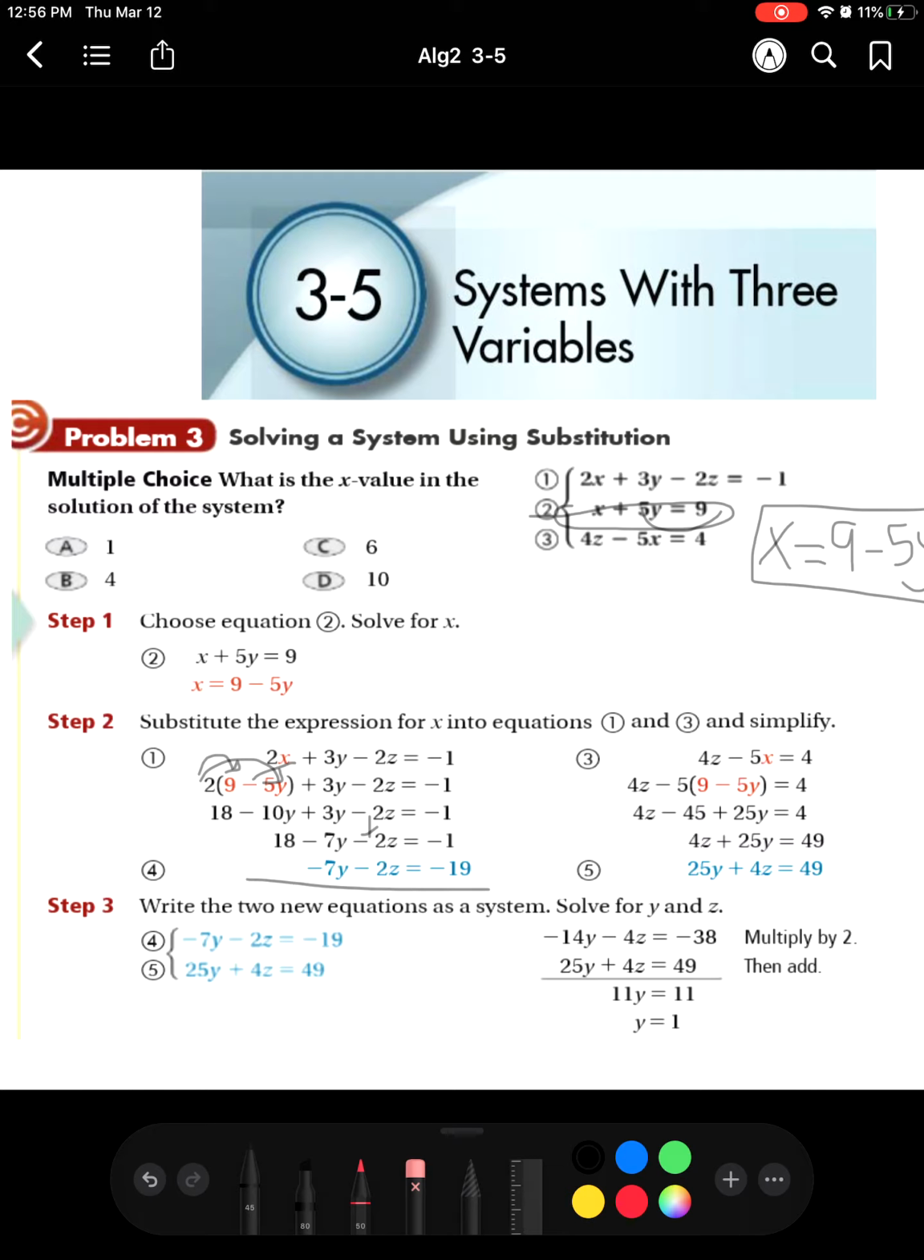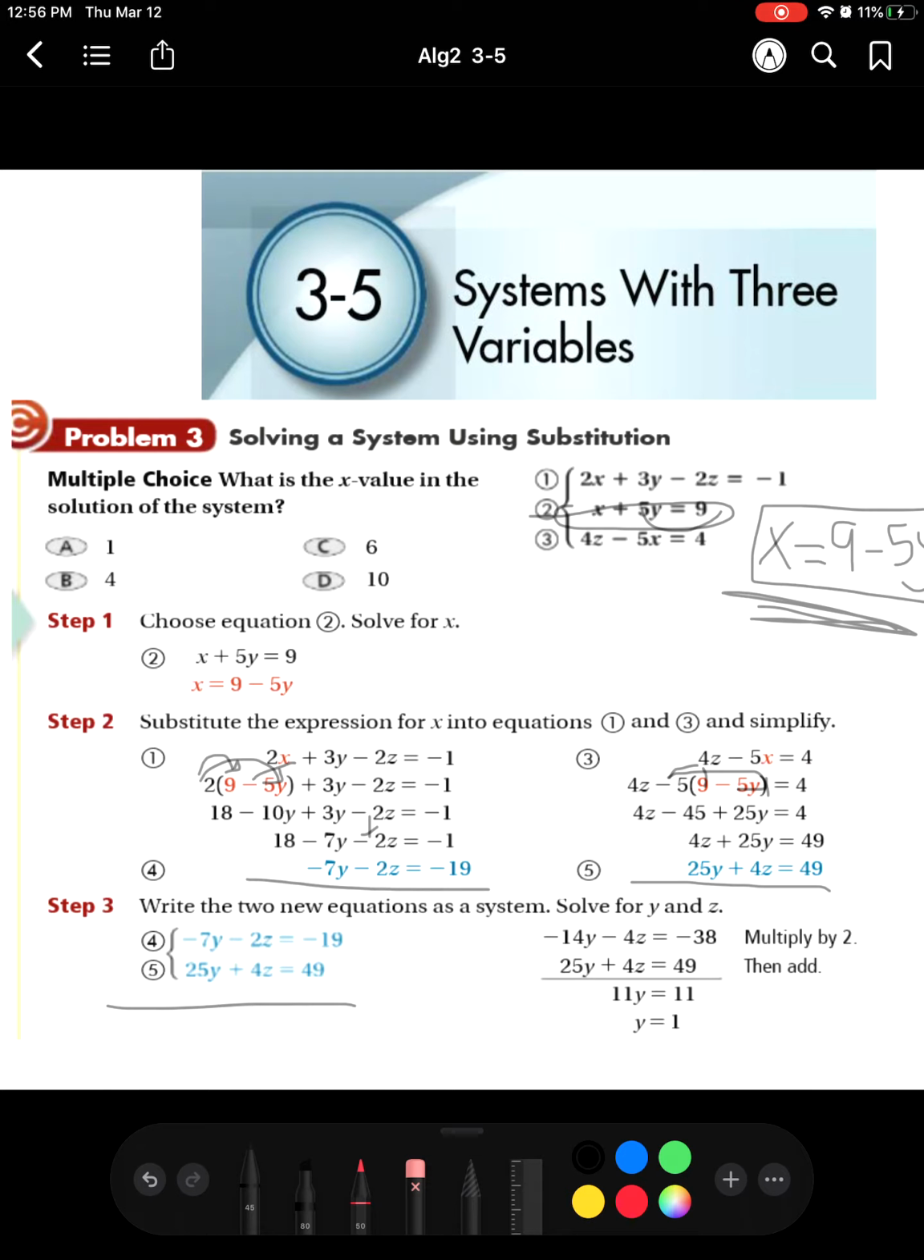I'll do the same in equation 3: 4z minus 5x equals 4. I will go to the value of x and multiply it with its coefficient. I will say 5 times, I open a bracket, I put the value of the x which I found up here, and I will distribute the 5 to the 9 and the 5 to the 5y, and I got the equation, which is equation number 5, in 2 variables. Then I will solve the system in here.